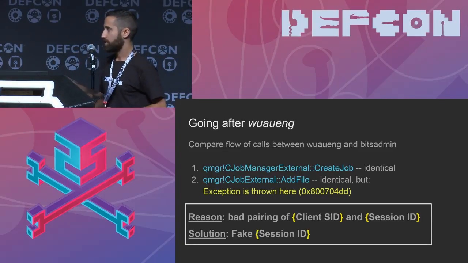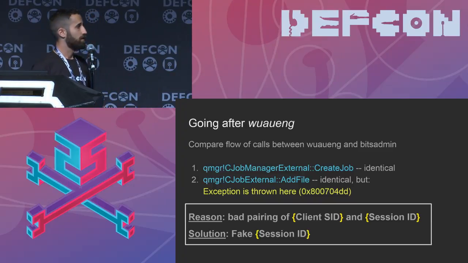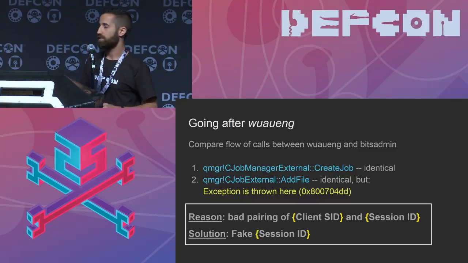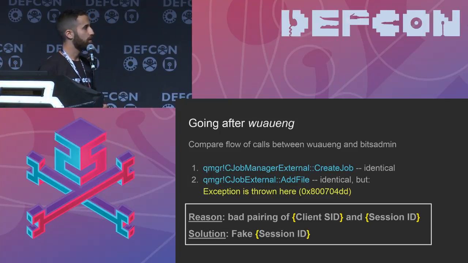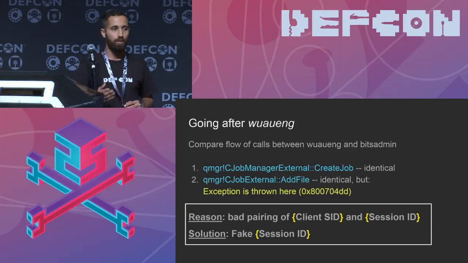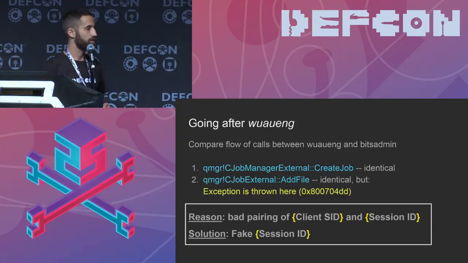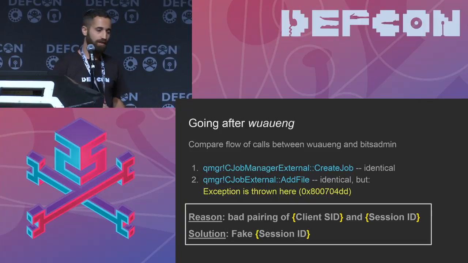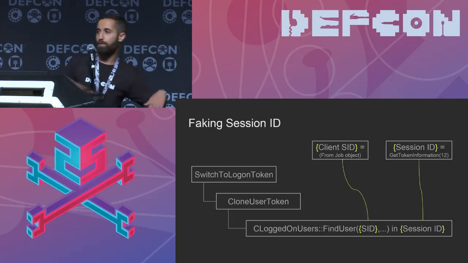I dug into the reason and found the security enforcement that is done here. Every operation that is done on the job needs to be verified that the client, the user that requested it, is logged on in that session. And the reason we got an exception is because the user, system, was not logged on in session one, where PsExec would let me execute the commands. So what was the solution? Just faking the session ID in memory.